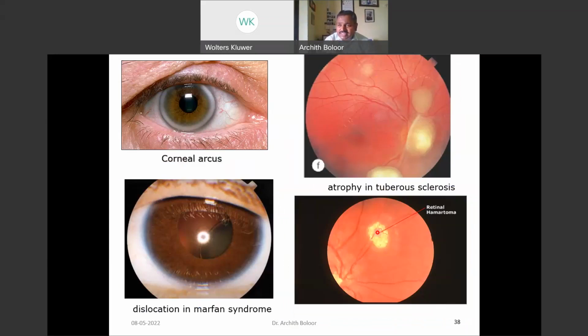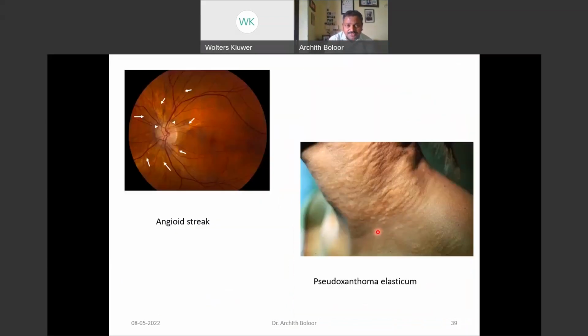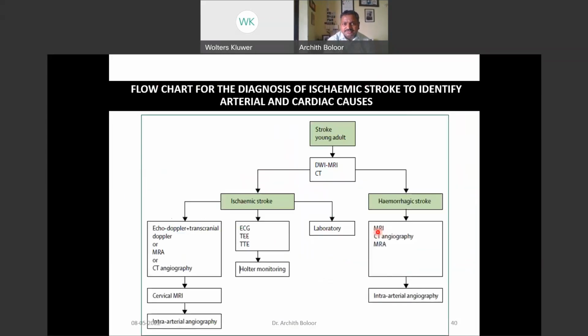A dislocated lens could say that there is Marfan's, and that could be associated with aortic root dilatation, could produce aortic regurgitation, embolism. Angioid streaks are commonly associated with pseudoxanthoma elasticum. You can see that chicken-skin appearance that you get in pseudoxanthoma elasticum, which is very, very characteristic. Again, a very important cause of stroke in the young.